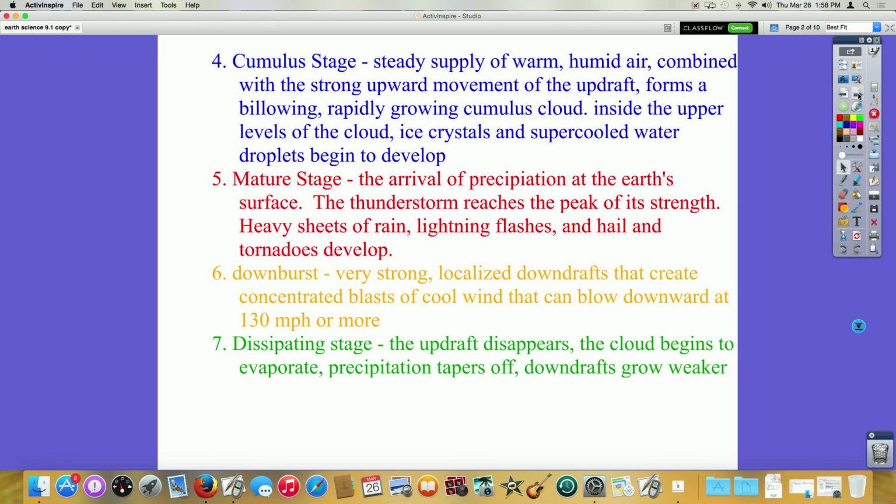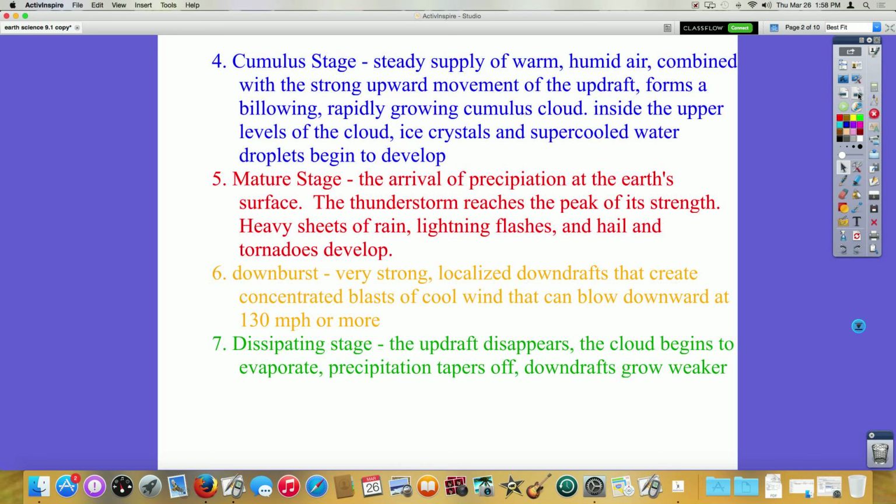And we have really three stages of thunderstorm development. The first one is cumulus stage. This is where a steady supply of warm, humid air combines with those strong upward movements of the updraft, forms a billowing, rapidly growing cumulus cloud. Inside the upper levels of the cloud, ice crystals and supercooled water droplets begin to develop, creating the conditions necessary for an electrical storm, thunderstorm with lightning and so on.